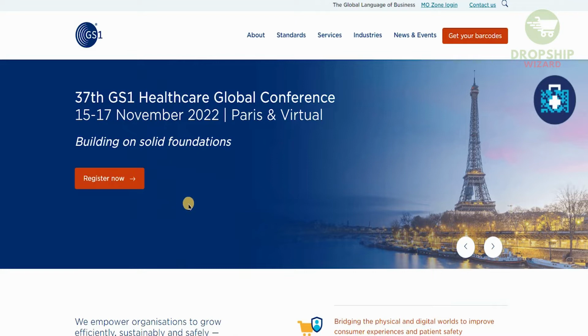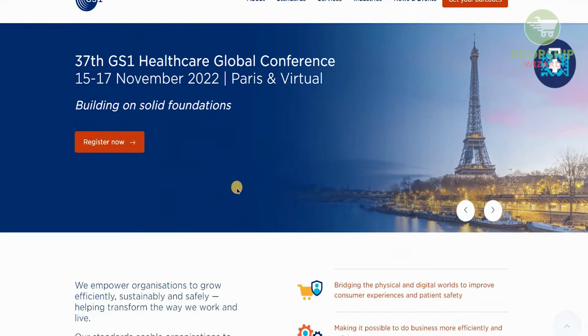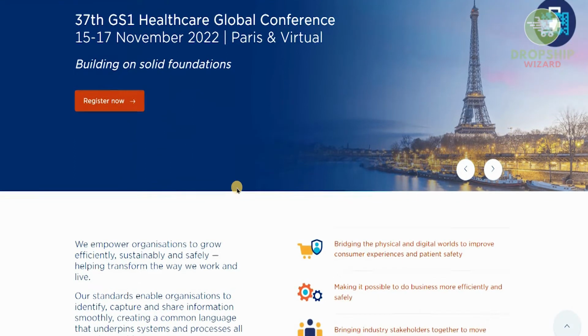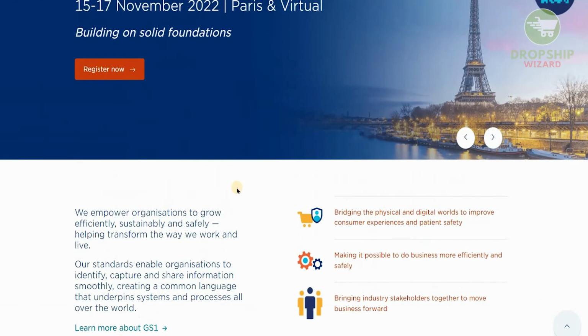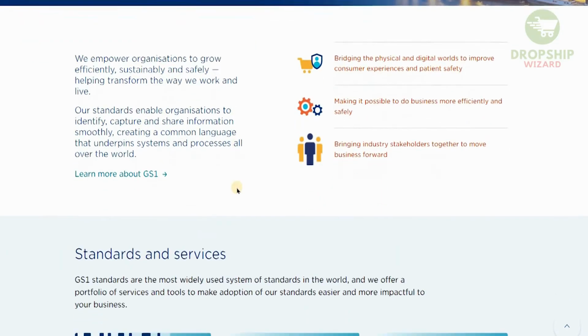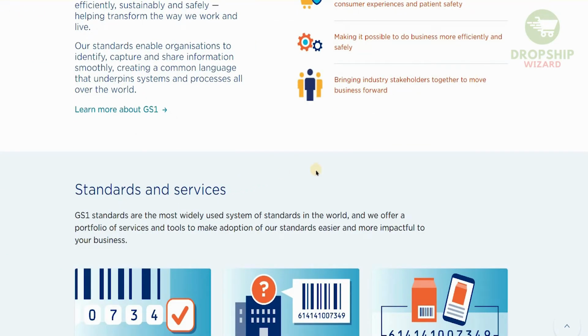This is one of those websites that can give you what you need. They empower organizations to grow efficiently, helping them transform the way they work and live. The standards enable organizations to identify, capture, and share information smoothly, creating a common language that underpins systems and processes all around the world. So meaning once you get those barcodes and put it on your products, you can ensure that they meet the right standards.